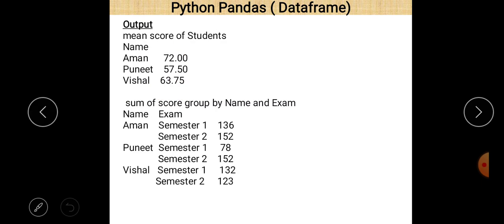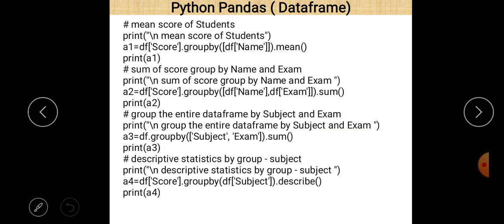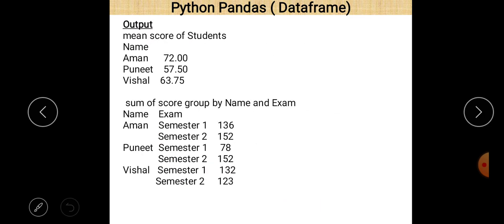Now our fourth point, print A3 is here. Descriptive. Here there is a function describe. Okay, so there is a descriptive statistics by group subjects. So what is the use of describe here? Actually, it describes the whole data in terms of each and every aspect.